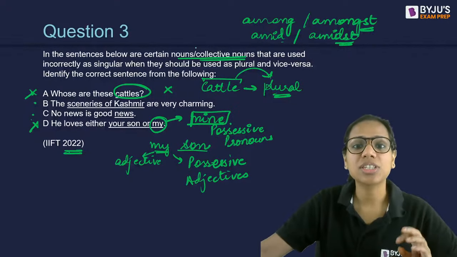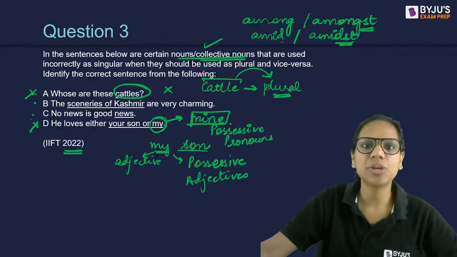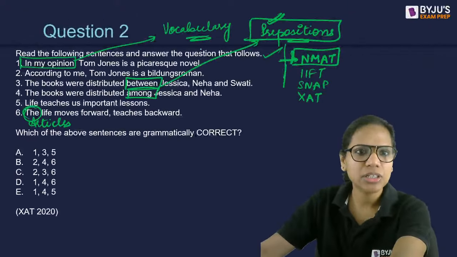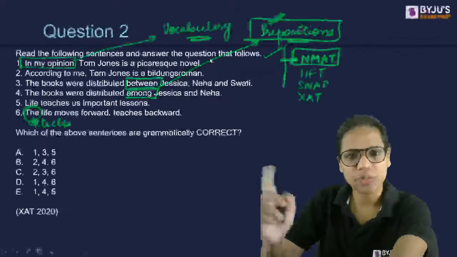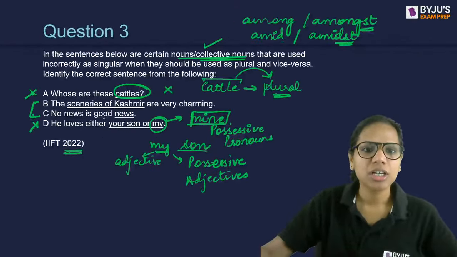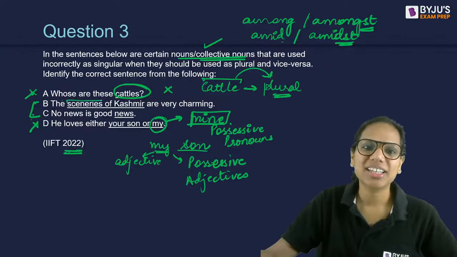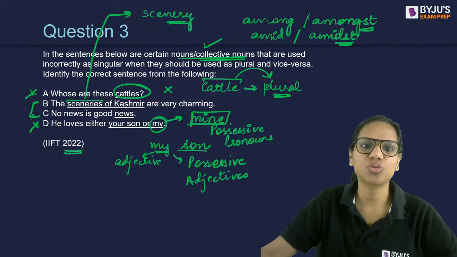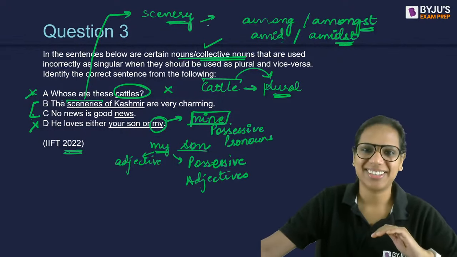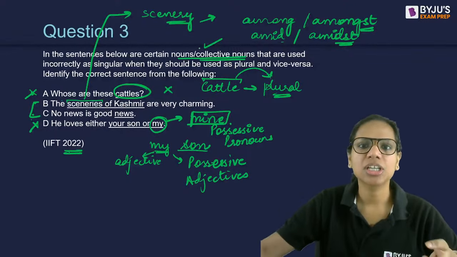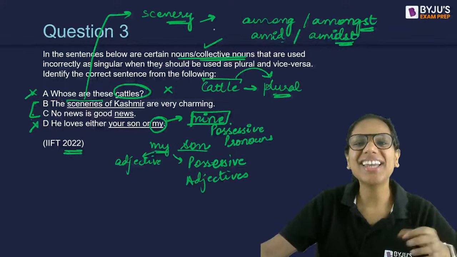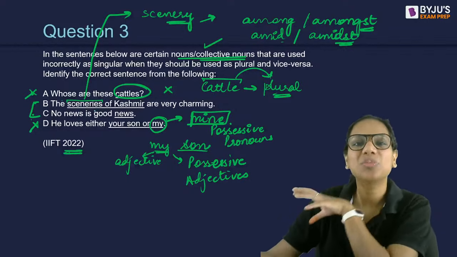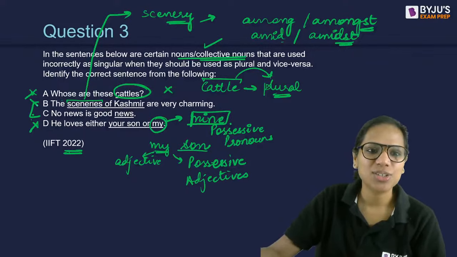So IFT also is sometimes specific about what it is questioning you on. It has clearly mentioned that these are certain nouns or collective nouns that you have been asked. In the coming questions, we'll mention other parts of speech also. Coming to B and C, sceneries. There's no word like sceneries. It is scenery only. The scenery of Kashmir is very charming. The plural of scenery is also scenery, right? Probably we try to translate it from Hindi to English, but in English the plural of scenery is scenery only. Even if you're talking about multiple scenes, you will still use scenery. So even this is incorrect.